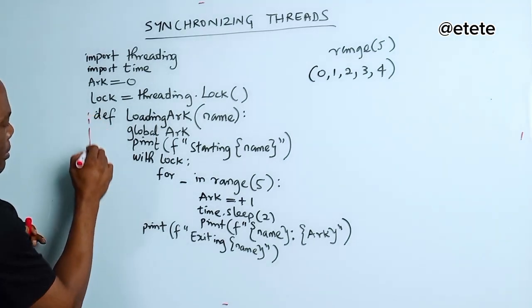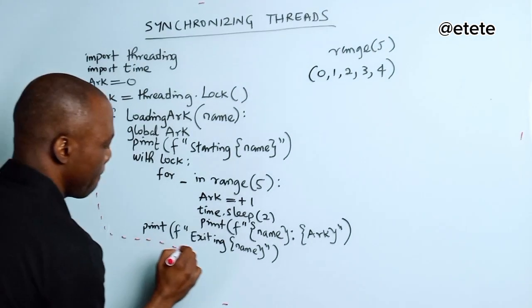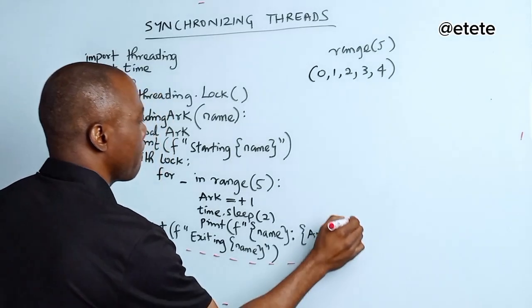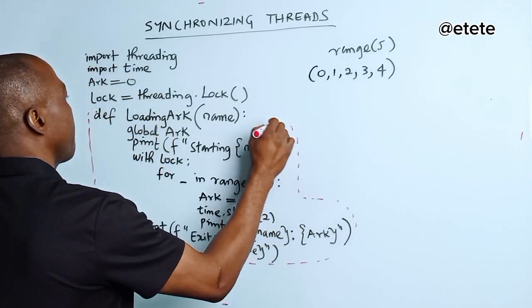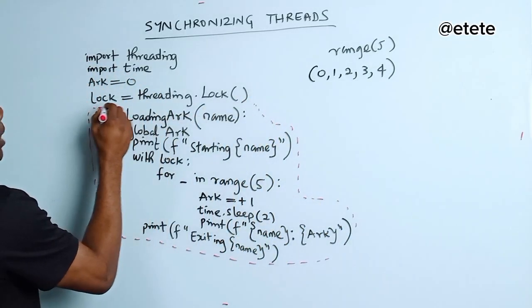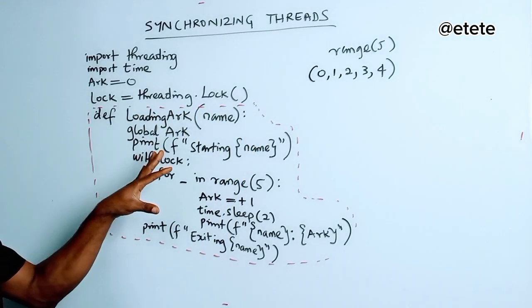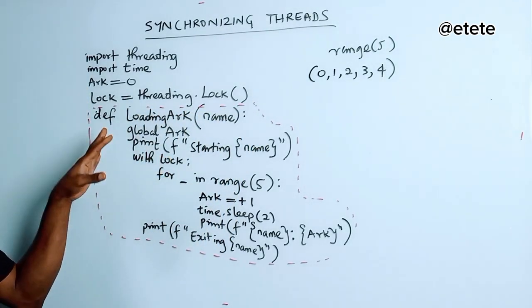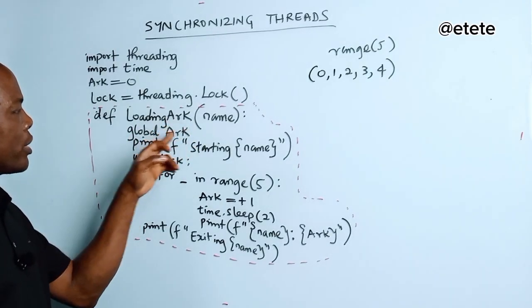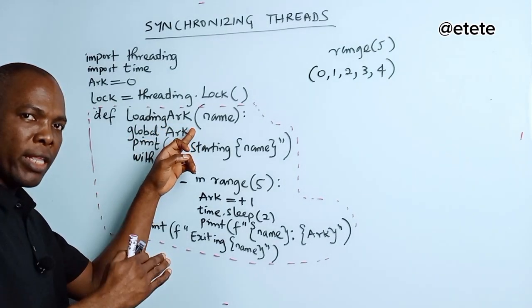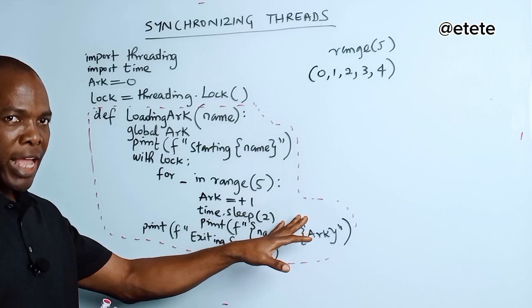So I've created my task. And what is the task? My goal is to increase this arc, meaning load animals into the arc. And that is what I have done here.